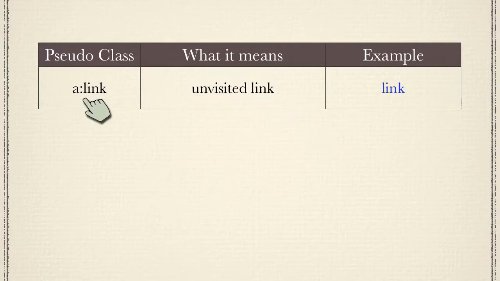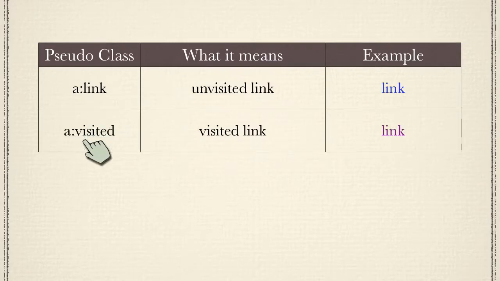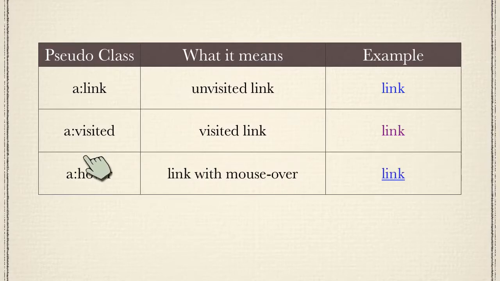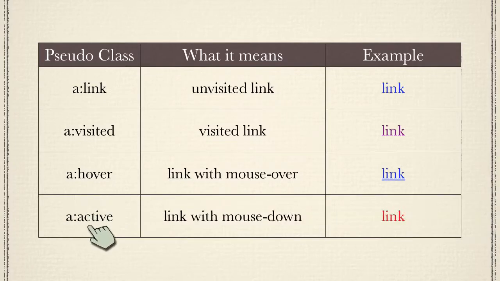So I have a link that's an unvisited link. An example might be that link which is not underlined. A visited link, maybe purple. A hover, this is when your mouse is over it, and that might be a link with an underline. And an active, which is the link when you have your mouse down. You barely see this, but you might have that being red and where you can see the link that way.